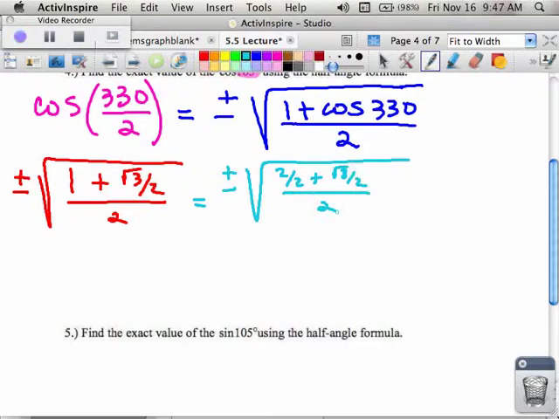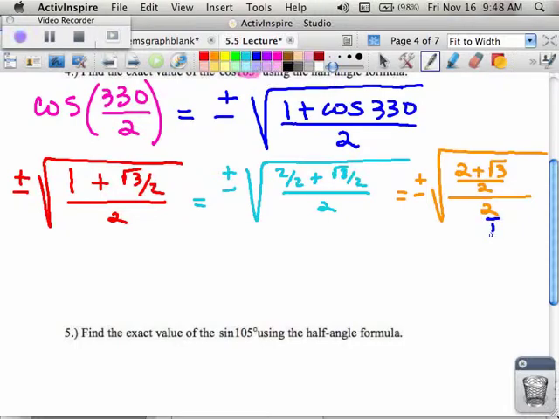Now, most people would stop there, and that's why I said final answer, but the truth is you can square root the top and square root the bottom, so really your final answer should be plus or minus radical 2 plus root 3. And what's the square root of 4? 2. So the one in purple is really my final answer.